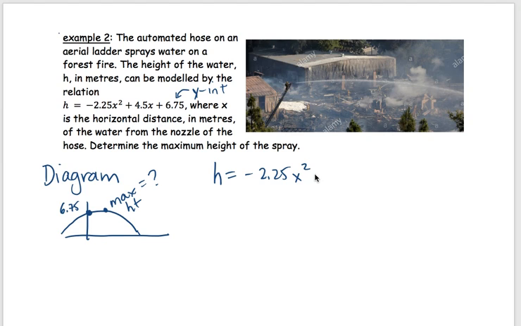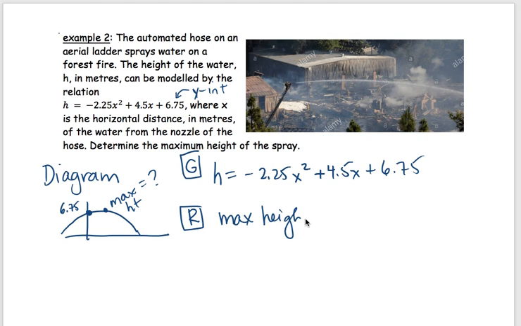Okay, so again, you need to be able to identify, when you have a problem like this where it wants the max or min, then you know, oh, okay, so I have to use... so here, if I wrote out the GRASP method, okay, so we know we have our equation. What do we need to find? We need to find the max height. Okay, and then A, what's our plan?